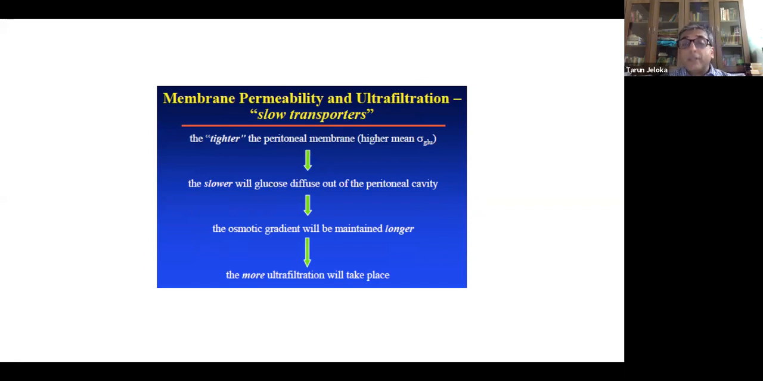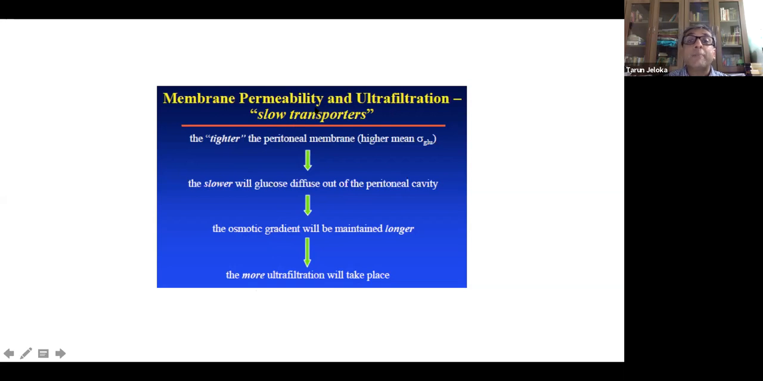So if the reflection coefficient is high, that means the peritoneal membrane is very tight. It is not allowing the absorption of glucose or any other solute from the peritoneal cavity back into the system. So if it is tight, there will be slower glucose diffusion from the peritoneal cavity. The osmotic gradient will be maintained longer, and there will be more ultrafiltration.